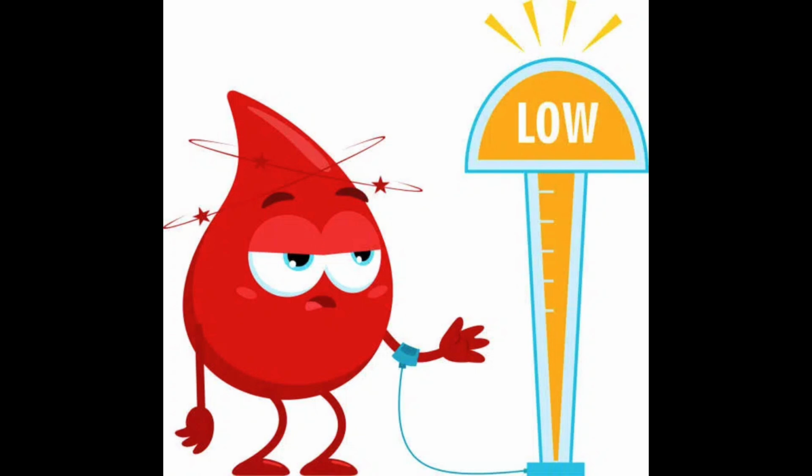Some examples of causes of low blood volume are excessive bleeding, dehydration, burns, excessive diuresis, and third spacing. A good thing to remember is blood volume sets the preload, which in turn affects the cardiac output.